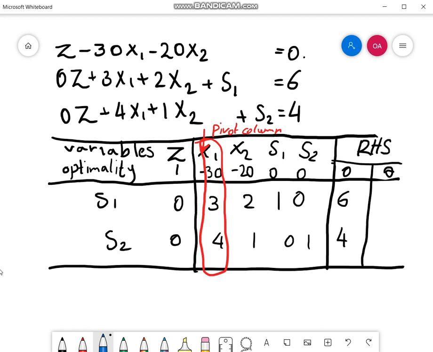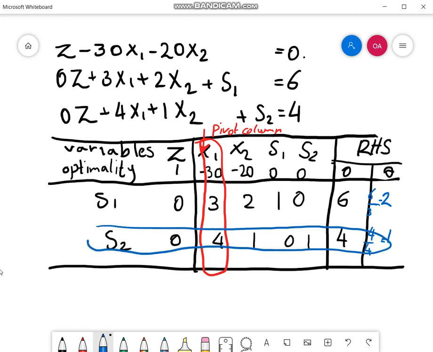So dividing 6 by 3, which gives me 2, then 4 by 4, which is equal to 1. So the minimum ratio will decide the bottleneck. So the second constraint is my pivot row or the leaving variable. So x1 will substitute x2.